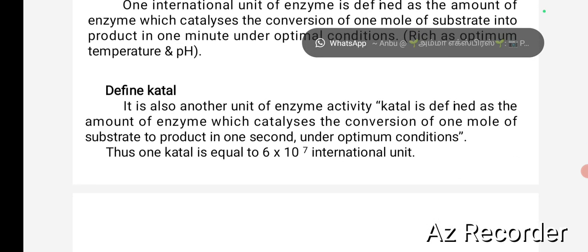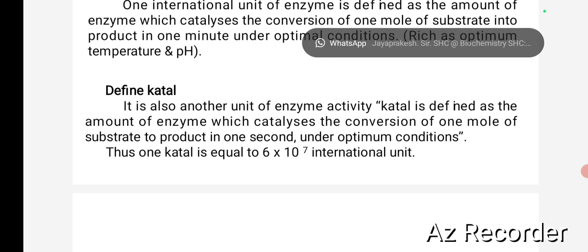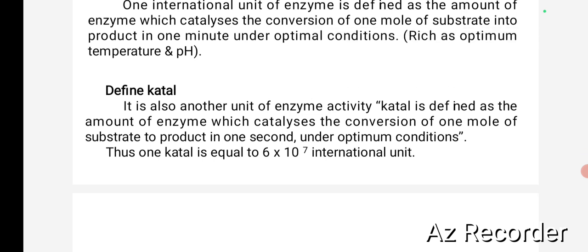Next one is katal. Katal is the second enzyme unit. It is also another unit of enzyme activity. Katal is defined as the amount of enzyme which catalyzes the conversion of 1 mole of substrate to product in 1 second under the optimum conditions. Thus, 1 katal is equal to 6 × 10^7 international units.